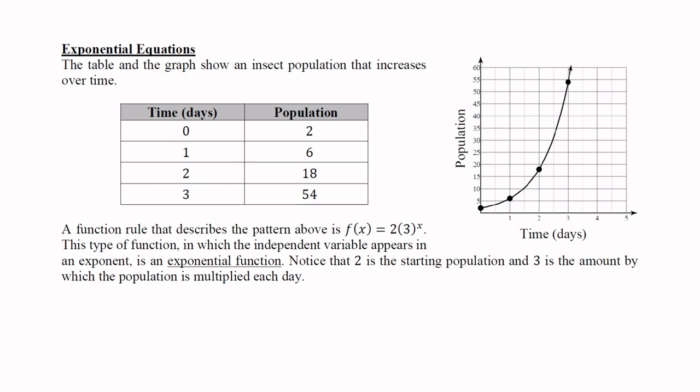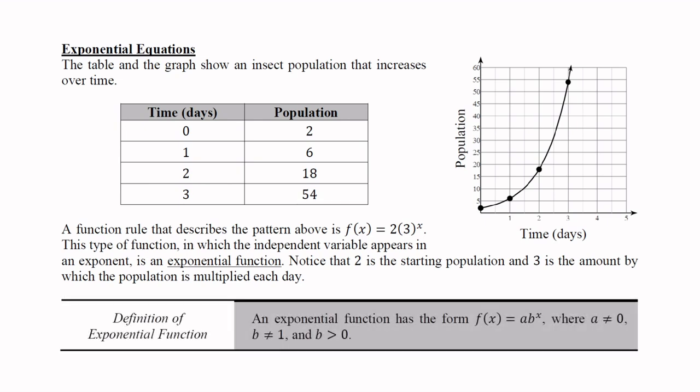So from the time 0 to the first day, we go from 2 to 6 by multiplying by 3. Then we multiply by 3 again to get to 18, and then we multiply it by 3 again to get 54. So a function that has this relationship where our y values are multiplied by the same value each time gives us an exponential function.